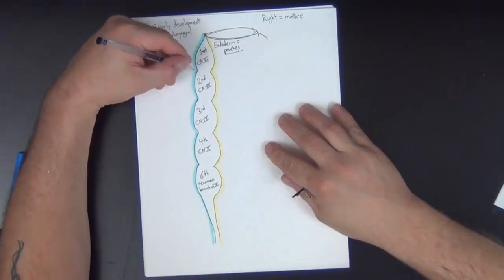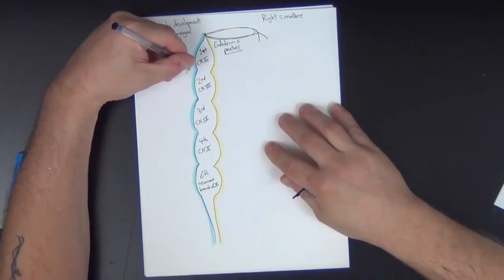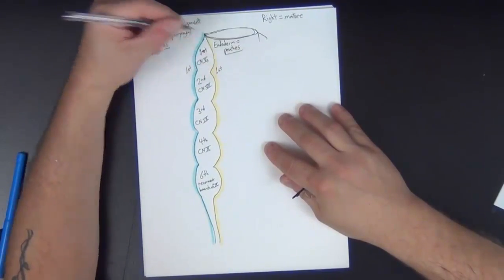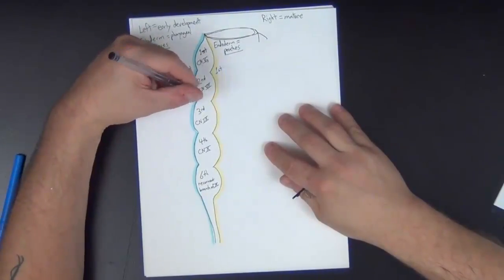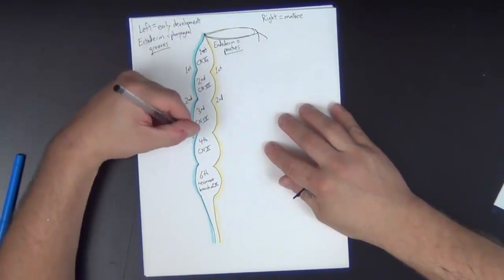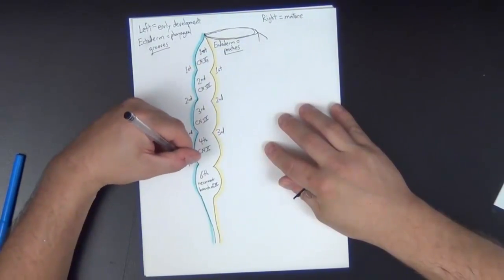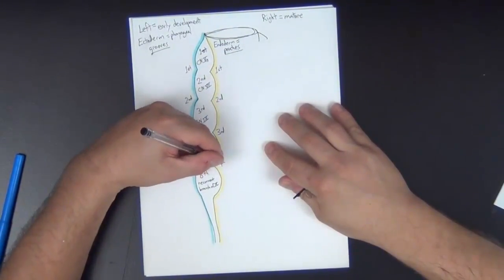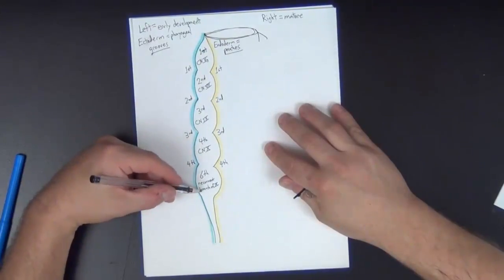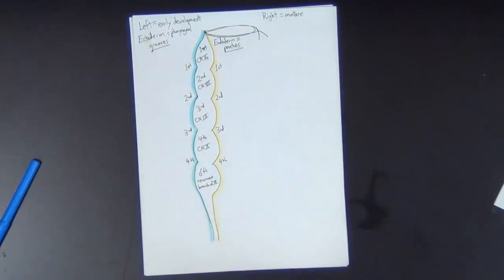In between the first and second arch, we've got the first groove and the first pouch. Between the second and third, second groove, second pouch. I think you guys can see where this is going hereafter. And the fourth groove and fourth pouch are hanging out between the fourth and sixth arch. I think everybody probably has the idea there, so we're doing good.